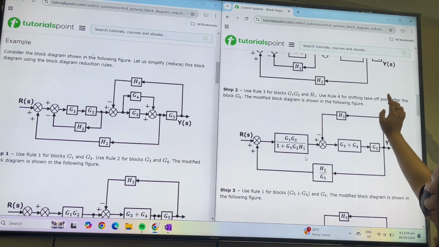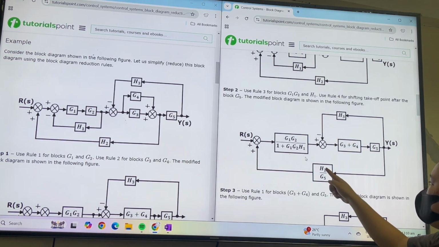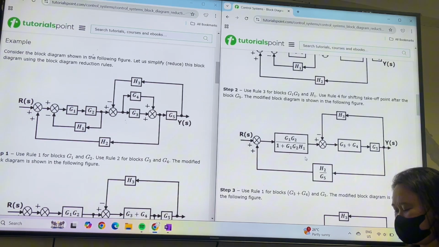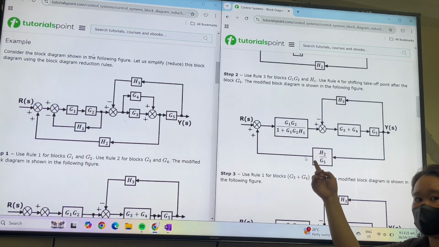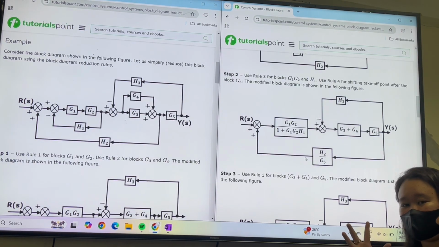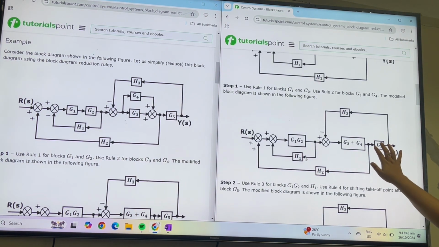When you shift it to the right, you add a reciprocal to cancel it, so that it is corrected. So H2 over G5. If you shift to the right, you add the reciprocal. If you shift to the left, you add the block itself, G(S). If right, it is the reciprocal of the block G(S), the block that was passed.